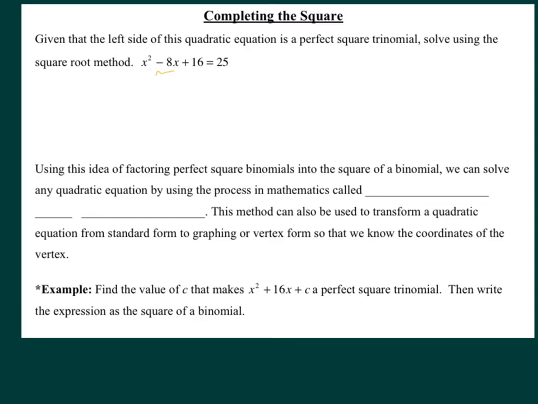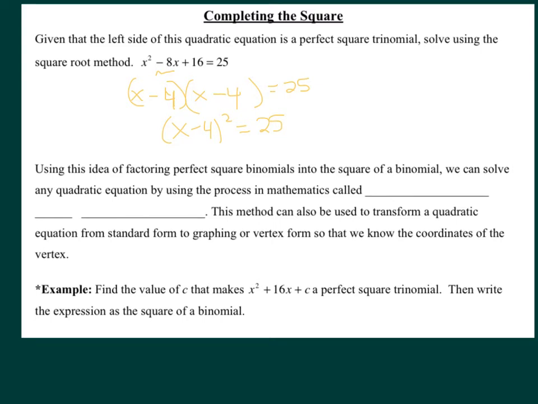So here's our first intro example. Given that the left side of this equation is a perfect square trinomial, solve using the square root method. So we're going to factor this left-hand side. I know that x times x will give me x squared. I need to multiply to 16, but add to negative 8. So I want negative 4 and negative 4. Because it's x minus 4 times x minus 4, we can write it as x minus 4, the quantity squared. And that's what they meant by perfect square trinomial.